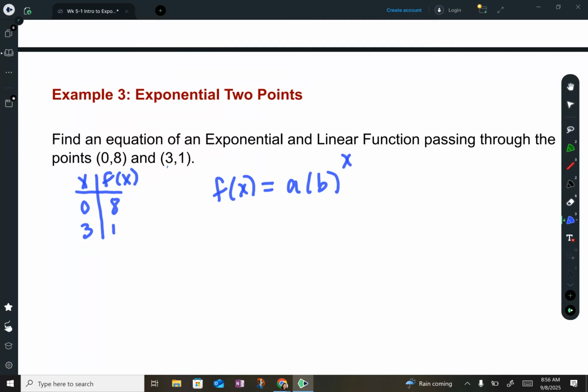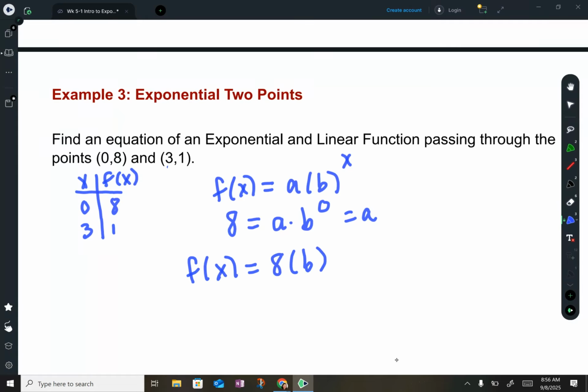Our model is a times b to the x. So if we put in x equals 0, f of x equals 8, well, we know that a is going to be equal to 8, but let's go ahead and plug it in just for fun. 8 equals a times b to the 0, which is just a, so that tells us that a equals 8. So now we have f of x equals 8 times something to the x.